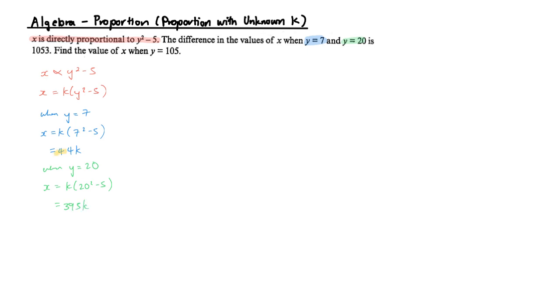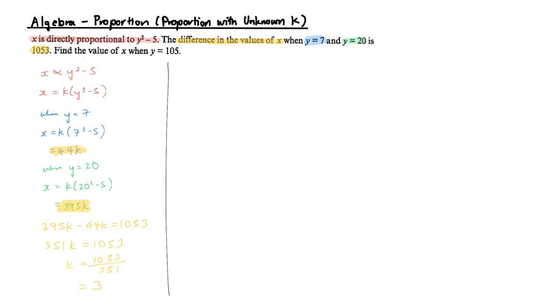And now they tell you that the difference between these two is actually 1053, because they say the difference in the values of x. So all you have to do is to minus the two of them together. That will be 1053. All right, if you hit your calculator, it will be 351k equals 1053, and k will be 1053 over 351, and there you get 3.